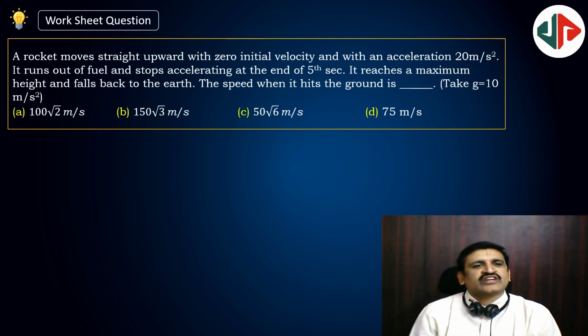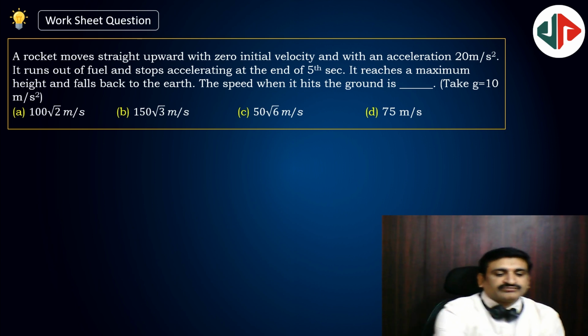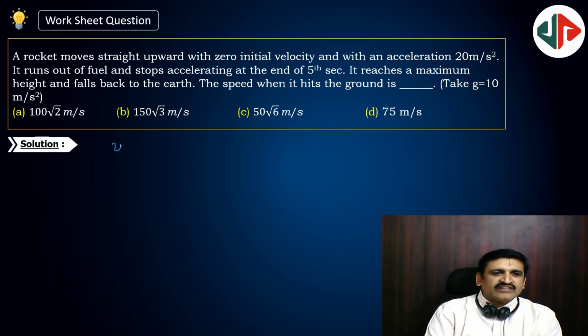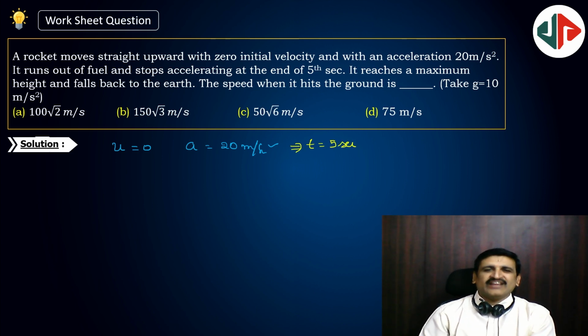A rocket moves straight upwards with zero initial velocity and with an acceleration of 20 meters per second square. Let me interpret the data. Initial velocity 0, acceleration of the rocket 20 meters per second square. Now it runs out of fuel and stops accelerating at the end of 5 seconds. That means this acceleration is carried for only t equal to 5 seconds. Later there is no acceleration. The force ceased to act. It reaches a maximum height and falls back to the earth.